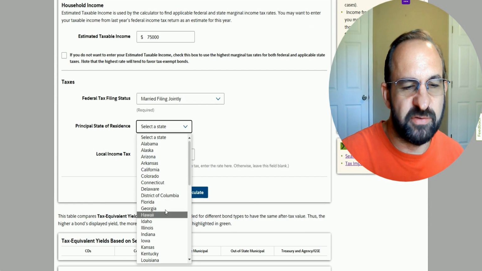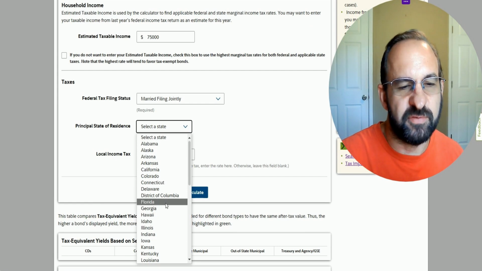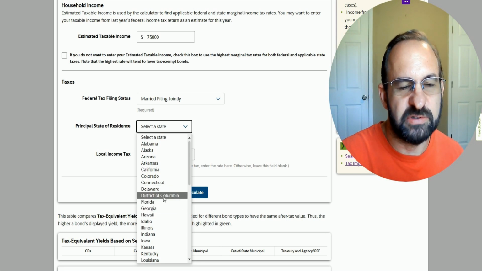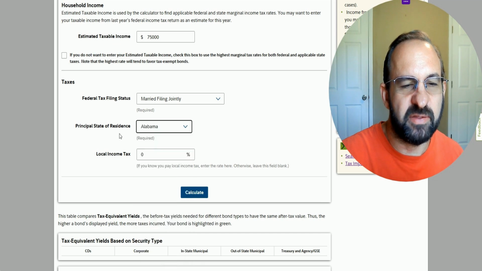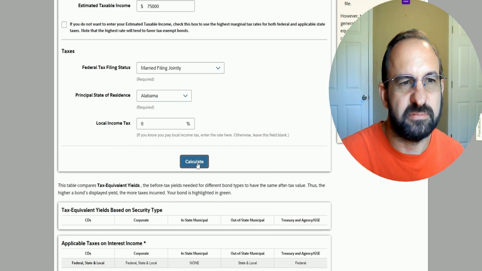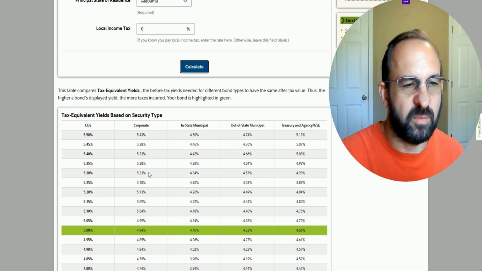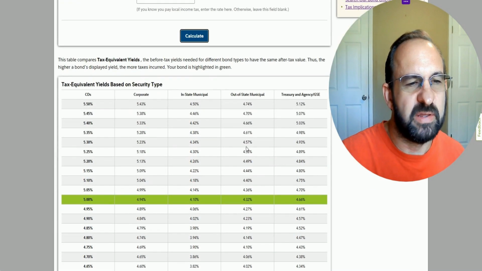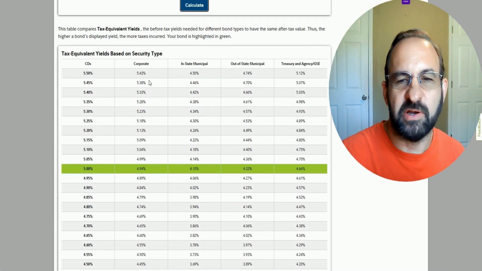If you're in some of these states, you don't have to worry about state taxes. But if you do, then click these states. I'm fortunate, our state taxes are not that high. I'm in Alabama. Calculate. And what we see here is this chart pops up. Okay, this is information I put in. This chart pops up to help you out.